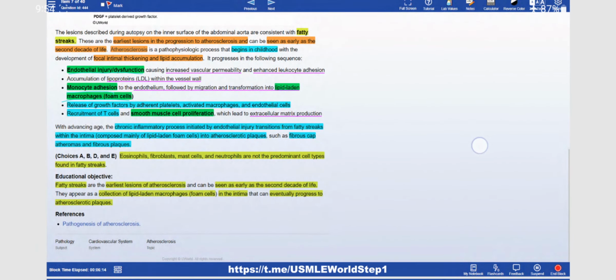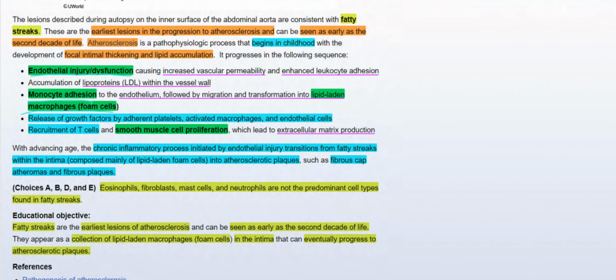Okay, so fatty streaks, right? This is the earliest thing which happens in the formation of atheroma, right? So the earliest lesions in the progression to atherosclerosis are seen as early as the second decade of life. As I mentioned, age is important. Atherosclerosis begins in childhood. This is also an important thing. Note this point. What will happen in atherosclerosis is focal intimal thickening and lipid accumulation. This is the definition of atherosclerosis. Note this point, right?